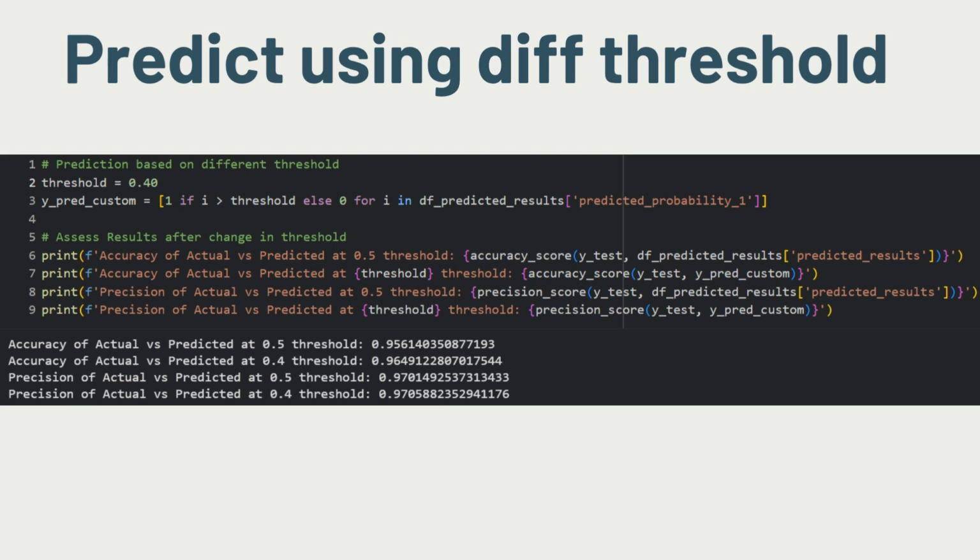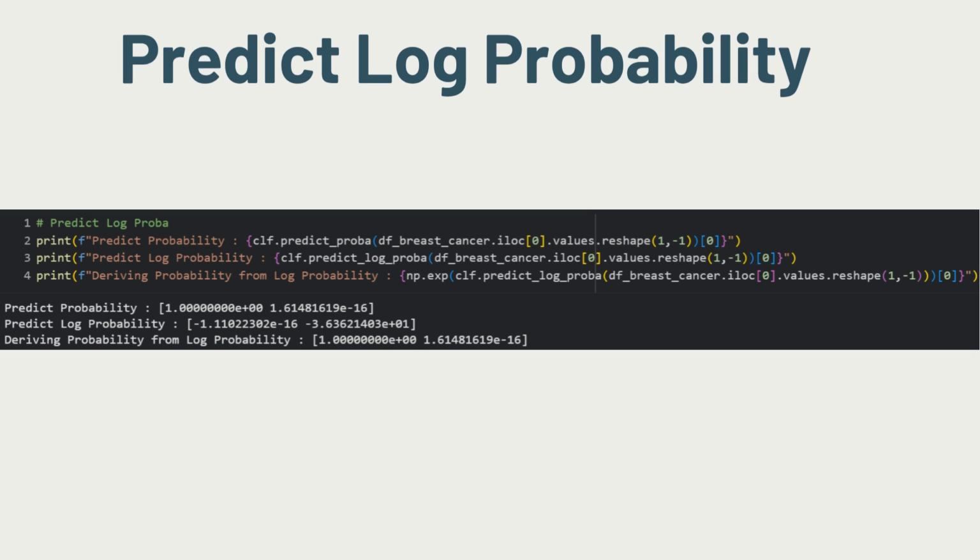We can then use this threshold and create a new list of predicted values with the new threshold using list comprehension, and use this list as the new predicted values. We can print the accuracy and precision scores to compare the variances in prediction based on different thresholds. Based on the results, as the threshold is lowered to 0.4, we can improve the model accuracy and precision score slightly.